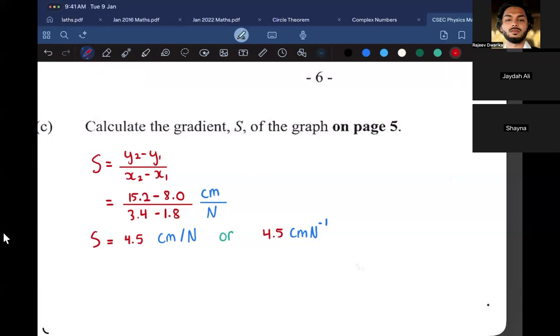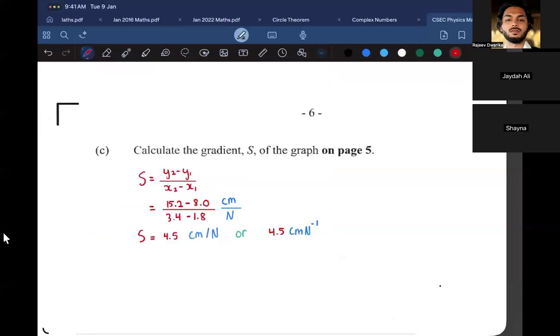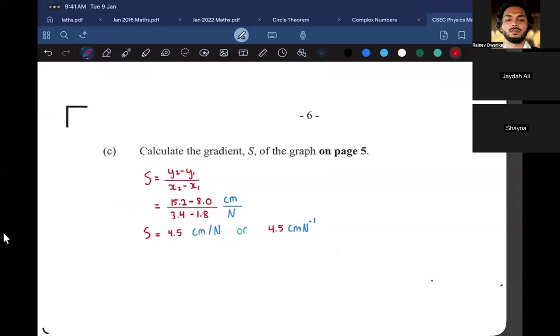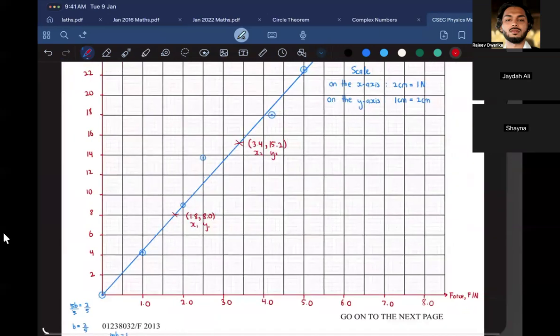Yes, sir. All right. So Jada, do you understand what it takes to get full marks on a gradient question? Yes. You need to get the correct answer and you need to put the units associated with it. Now, do you understand why this answer is not the spring constant? Be honest with me. No. I like that honesty.